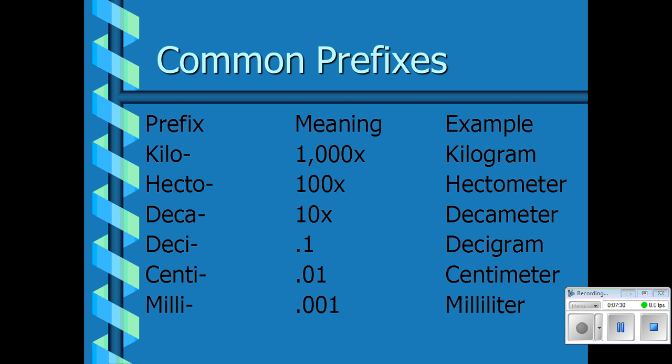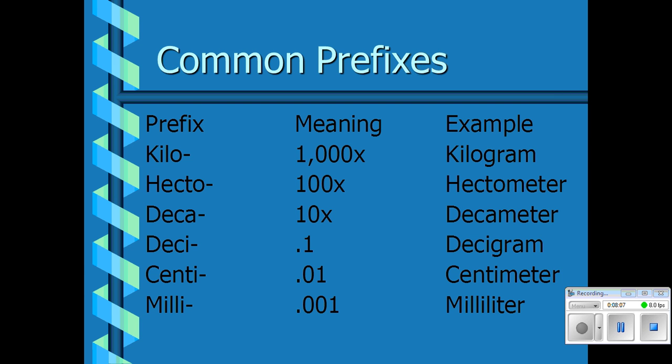And then deci is a little d with an i. Deci means 1/10, with the th on the end. A decigram is 1/10 of a gram. And then centimeter, you've got 1/100th of a meter, so you need 100 to make up 1 whole meter. And then milliliter means you need 1,000 milliliters to make up a whole liter, so you have 1/1000th.